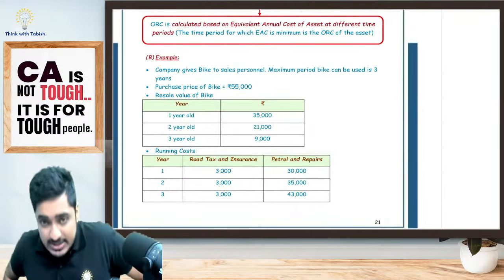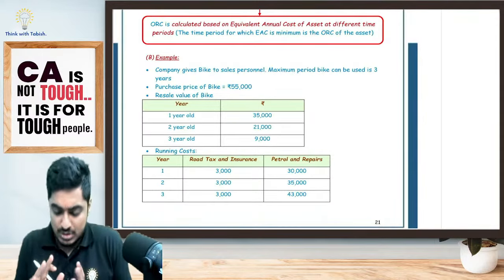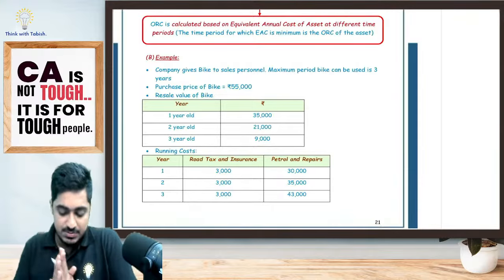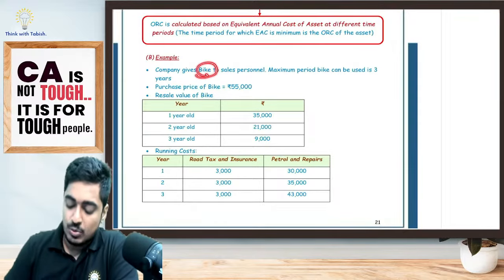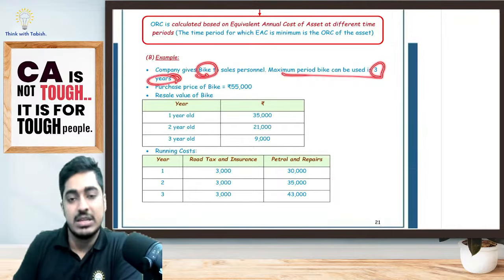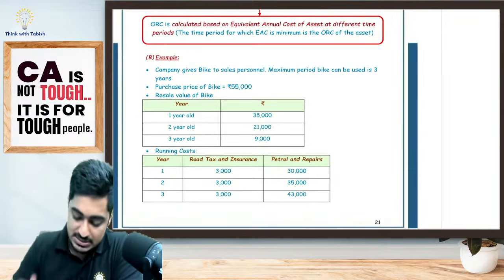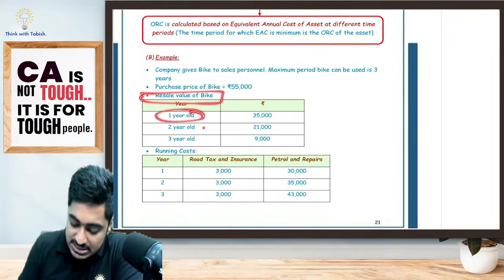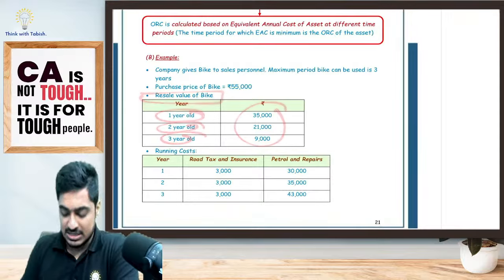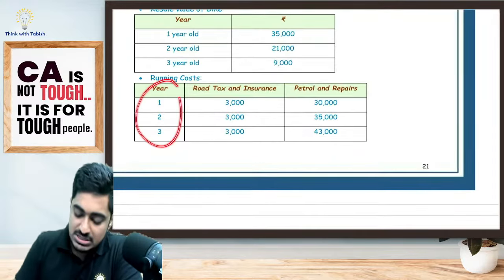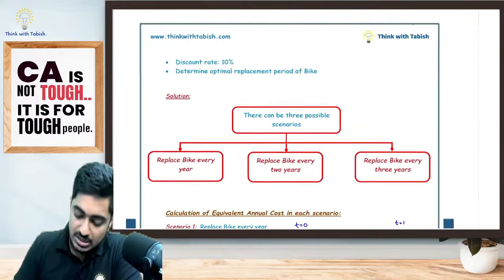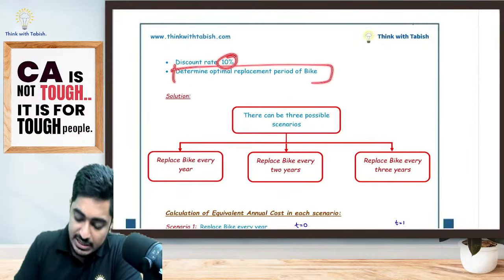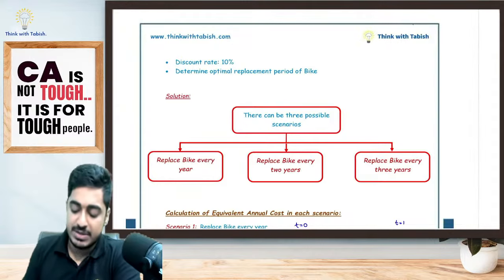Simple example only we will see, students. With this it will be very much clear. Again, this is going to be very important from an examination perspective. Imagine there are sales employees. For them I am giving a bike. That bike can be used for a maximum of 3 years. That means in 3 years, in any case, I'll have to replace. Purchase price of the bike is 55,000. If I sell at the end of first year, second year, third year, this is the sales value. Then running cost is given. Every year, road tax and petrol and other costs I am incurring. Discount rate is 10%. Determine the optimal replacement period of the bike.